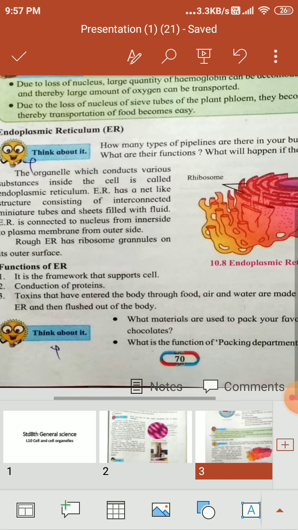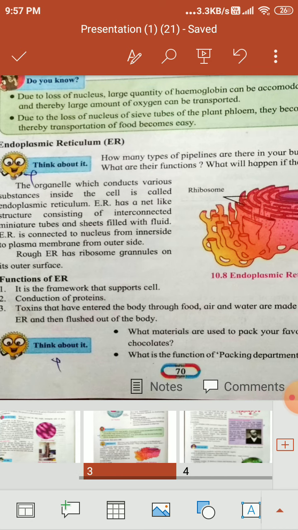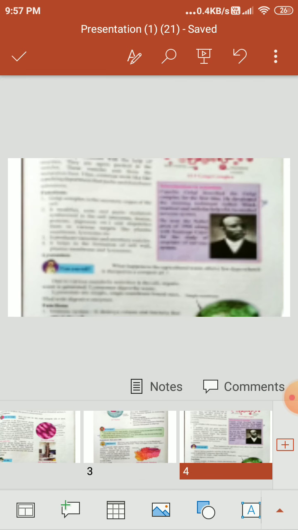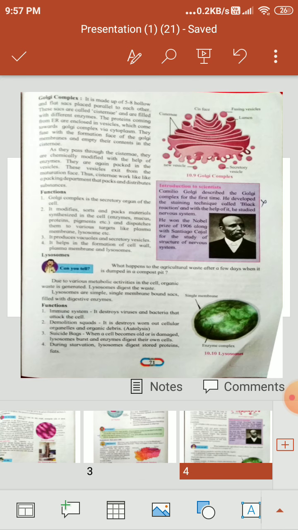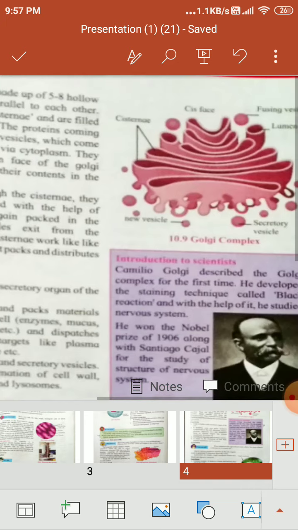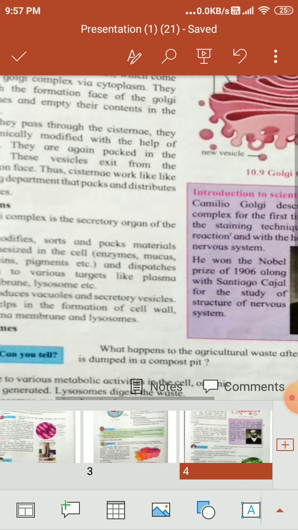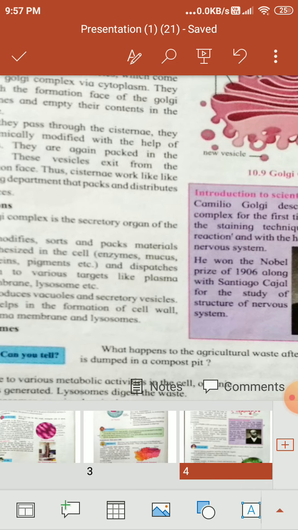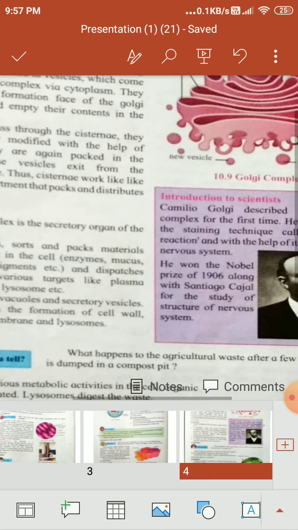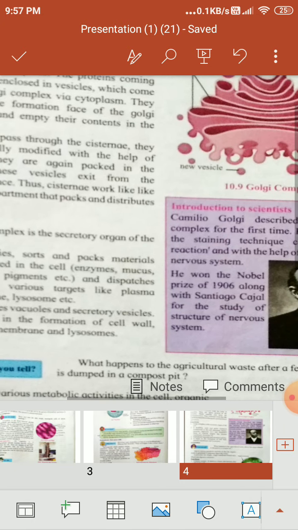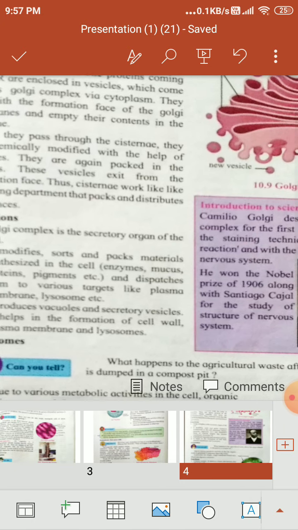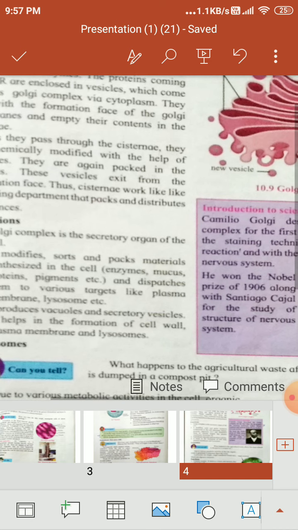Now what is the Golgi complex? On the next page there is the Golgi complex. Look at the diagram. It is made up of 5 to 8 hollow and flat sacs placed parallel to each other. These sacs are called cisternae and are filled with different enzymes, while the endoplasmic reticulum is filled with proteins. This Golgi complex is filled with enzymes.